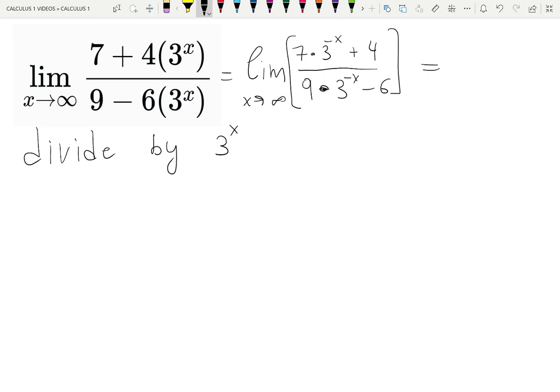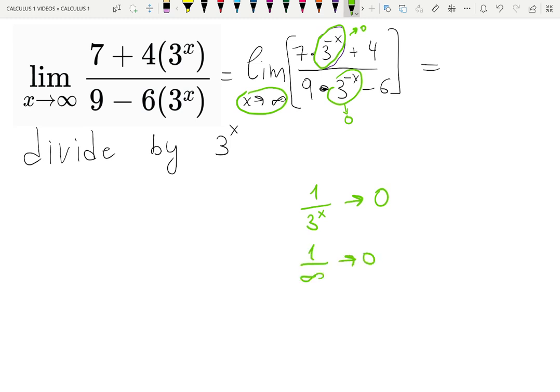Now I'm looking at it and I see that 3^(-x) as x approaches infinity shrinks to 0. You can always see it as 1 over 3^x. When x is huge, 1 over huge becomes small. So 1 over infinity is basically 0, even though we're not supposed to write it down. But it's a nice way to memorize the idea.